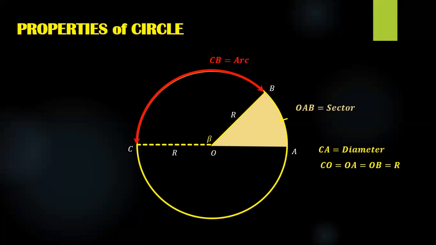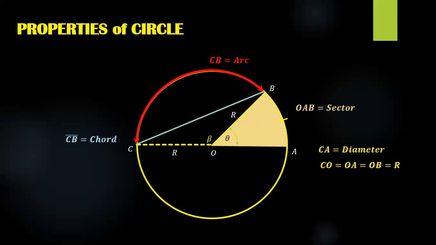Okay, so let's go to the next property of a circle. This sector is with respect to angle theta. So that's why a sector is a fraction of a whole circle. Okay, we have a straight line from C to B. In a circle, the straight line CB is called a chord.